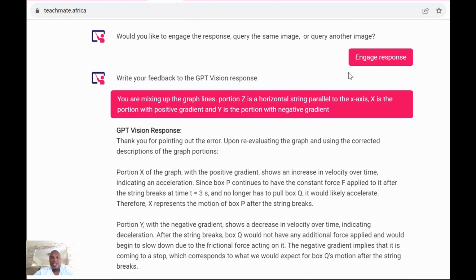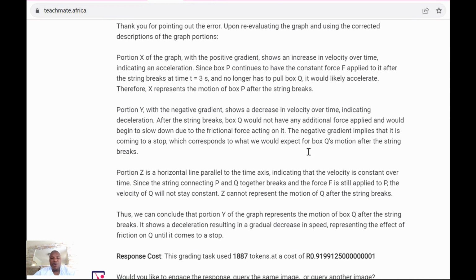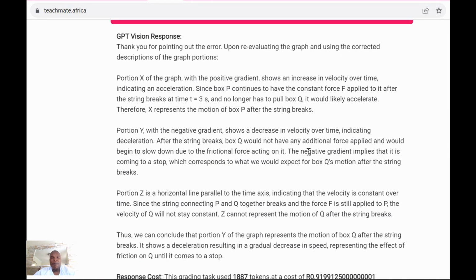So what I did was to engage the response it gave me and say, you are mixing up the graph lines. Portion Z is a horizontal string parallel to the x-axis. X is the portion with the positive gradient, and Y is the portion with the negative gradient. Immediately I gave this feedback, it was able to explain clearly what is happening, and you can copy this as notes that learners will use to respond to that question.